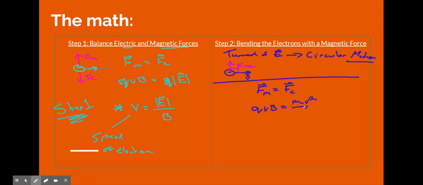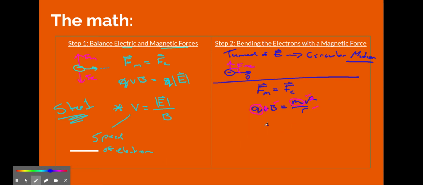mv squared over r. And now there are two things in here that Thomson and everybody at the time, nobody knew. One is they did not know the charge on an electron, and they didn't know the mass of the electron. But they did know, because of the first step, oh, and by the way, we can get rid of one of these speeds here and one of these speeds here. They did know the magnetic field in this region. They did know the speed, and they did know the radius.